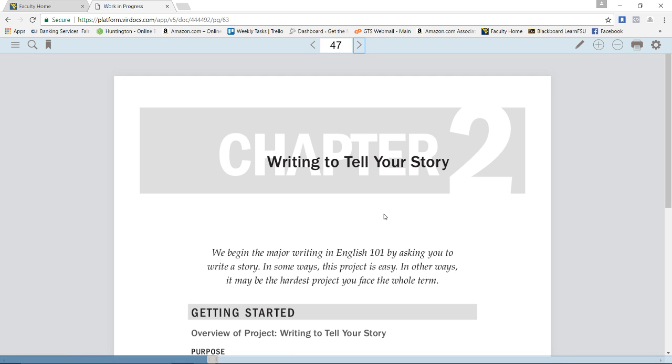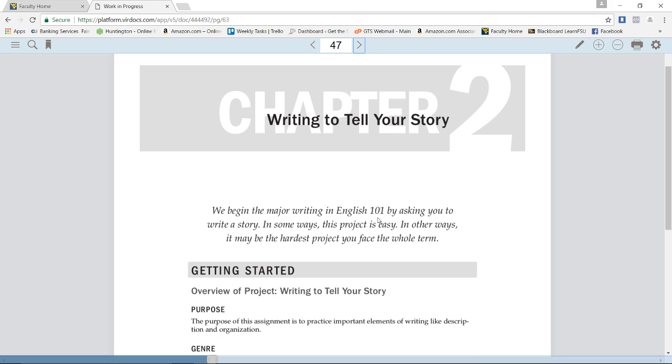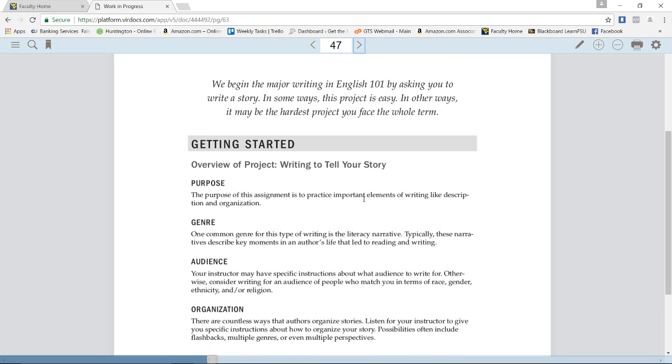Okay, here's chapter 2. Now, chapter 2 is what you should be starting on as well this week. So, chapters 1 and 2, both you need to do this week. Chapter 1 is basically just reading material. Make sure you understand it. Questions, if you need it, ask them. Chapter 2 is where you're going to start actually working on your first paper.